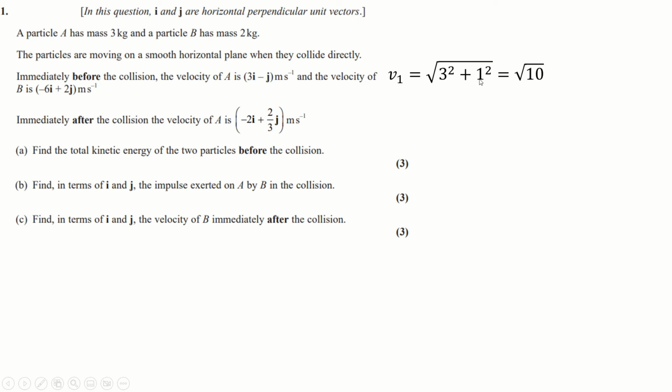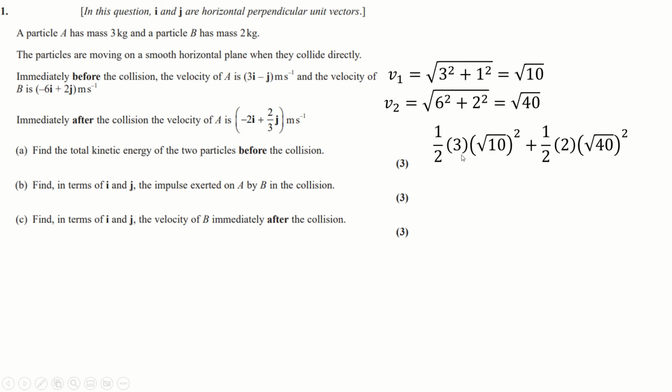You could put a minus here, but it's obviously not going to make a difference. Same thing for over here. And then of course it's just a half mv where m's are 3 and 2 respectively, so it's just half mv squared plus half mv squared for their respective speeds and masses, and we end up with this. The impulse is mv minus mu, so that's just going to be, again, this is for A.